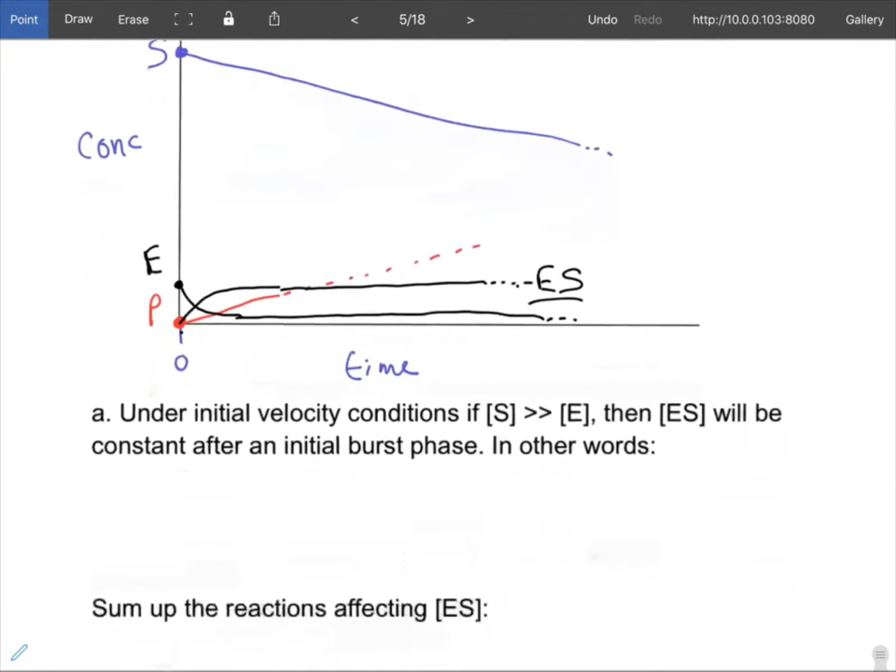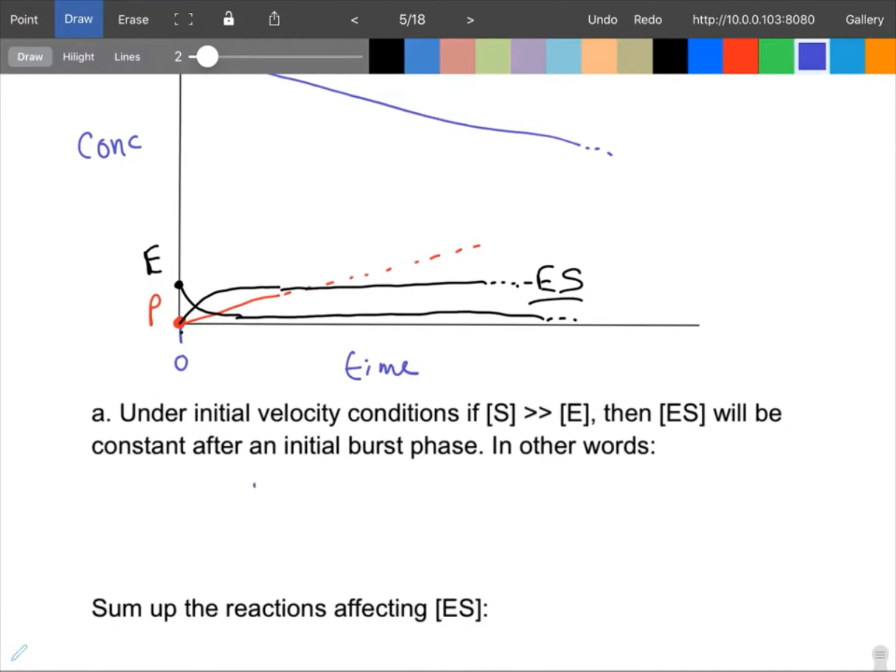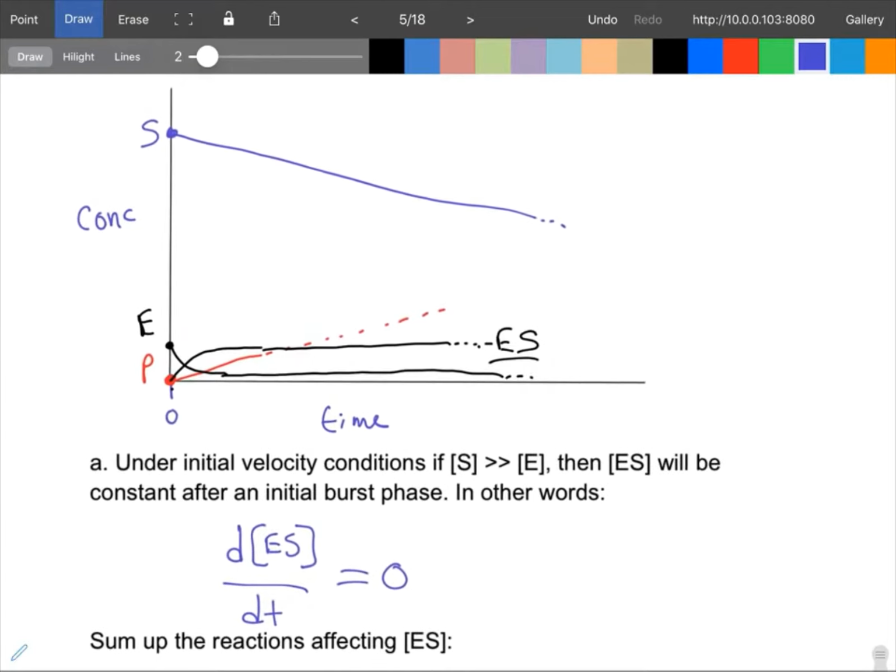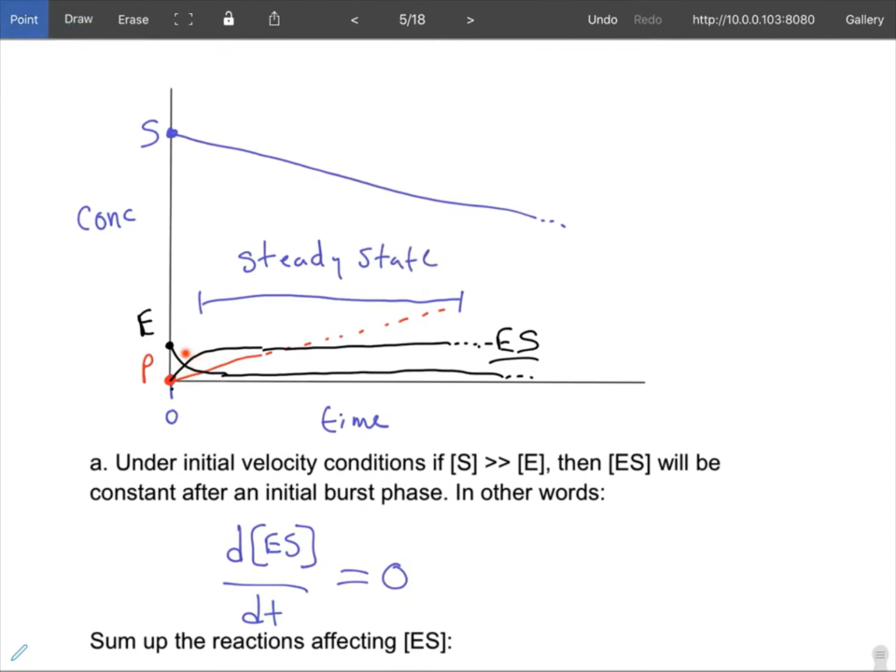And so we can rewrite that as the following. We can say that the change in the enzyme substrate concentration over the change in time is equal to 0. And so this is going to be the whole basis of what we're going to call the steady state assumption. And so essentially, whenever we are within this time frame here, we're within the steady state. If we're before that, notice that before that the concentration of the enzyme substrate complex does change. That's called pre-steady state or burst kinetics. That's not what we're going to do in this class.